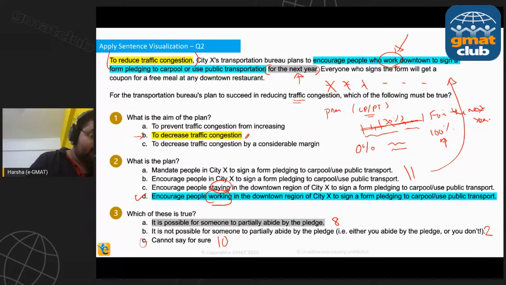Silesh, that's a very interesting point. You're making your own assumptions there. Nobody mentioned people are getting fined. Nothing. You don't have any context to assume that, right?